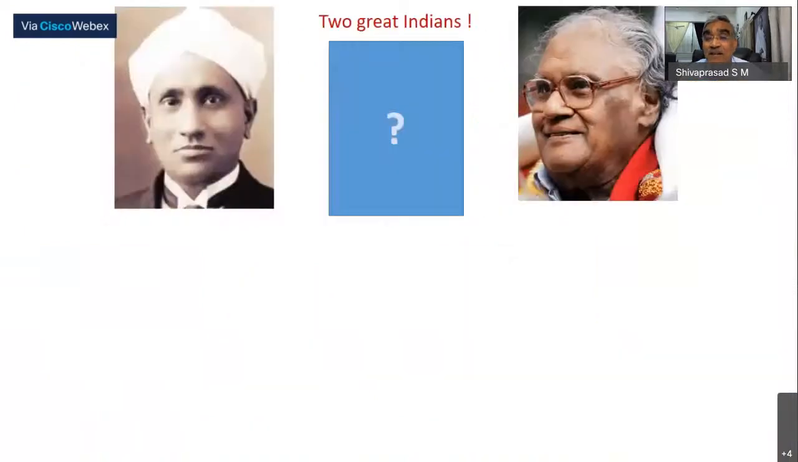But on the last slide, we have two great scientists in India. On the left side is C.V. Raman, the greatest scientist, and on the right side is C.N.R. Rao, the living scientist, the living legend now. Both of them wanted India to become very strong in science. So they wanted to put somebody else's photograph in between. Whose photograph is it?